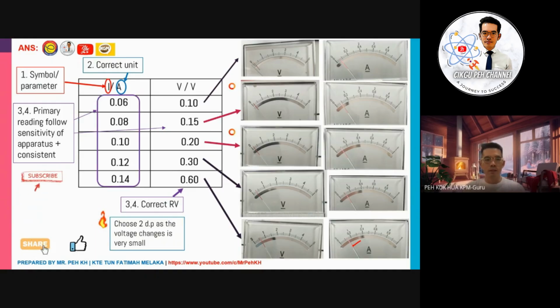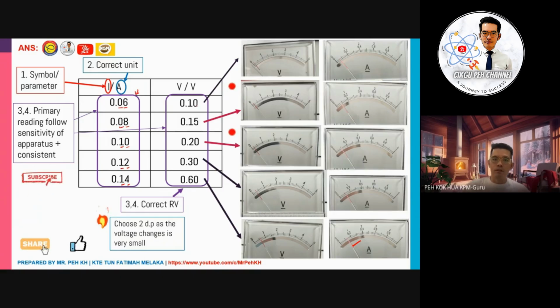Okay, so here the readings for our MV and RV both must be consistent. Consistent means the decimal places must be the same. So here showing 2 decimal places. This one should be no problem because the readings are provided from the procedure. We just follow the reading given by the procedure.